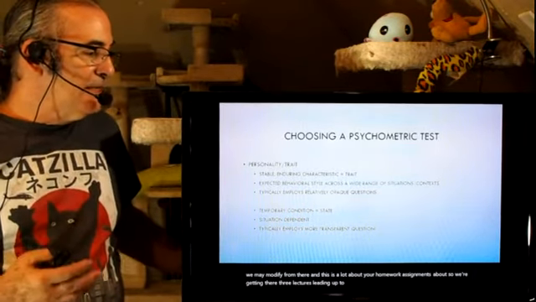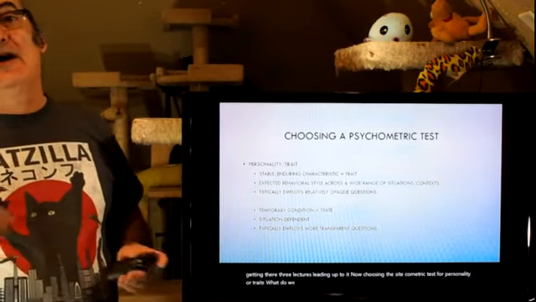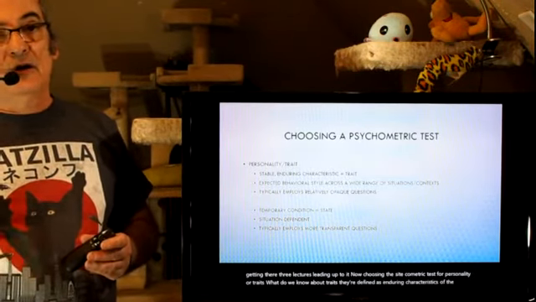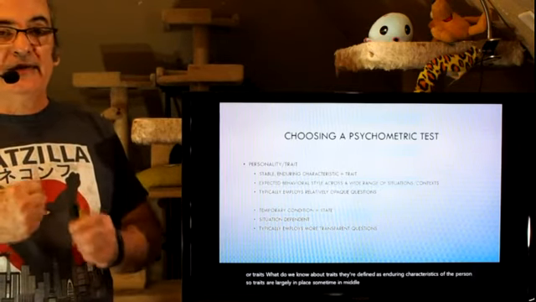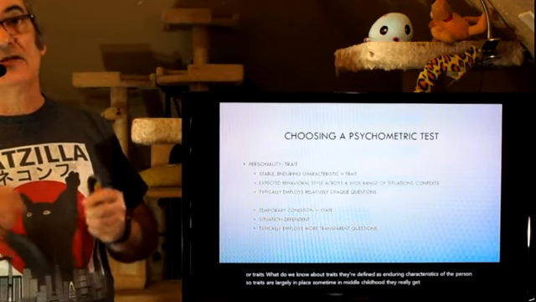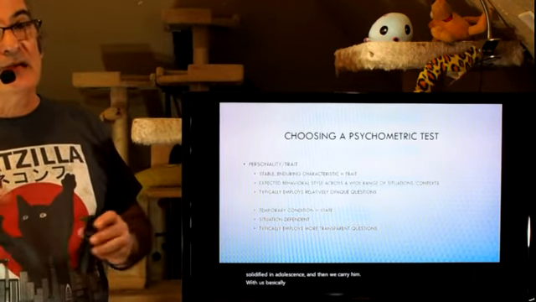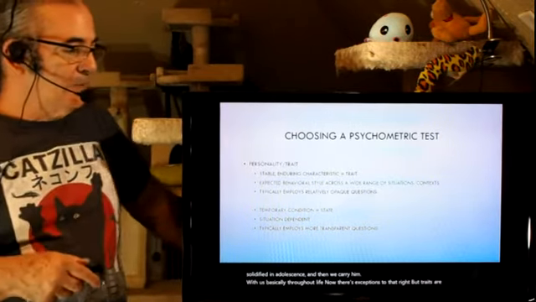Now, choosing a psychometric test for personality or traits, what do we know about traits? They're defined as enduring characteristics of the person. So traits are largely in place sometime in middle childhood. They really get kind of solidified in adolescence, and then we carry them with us basically throughout life. Now, there's exceptions to that, right? But traits are usually relatively stable.